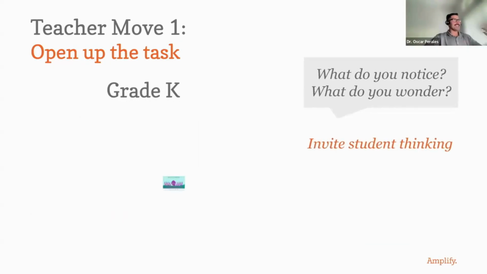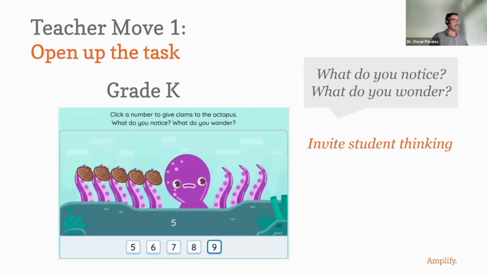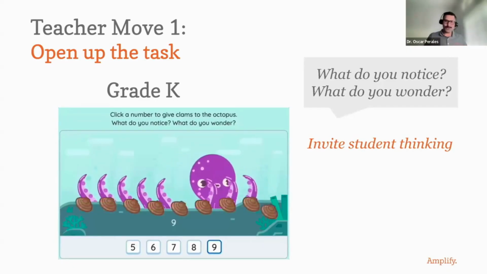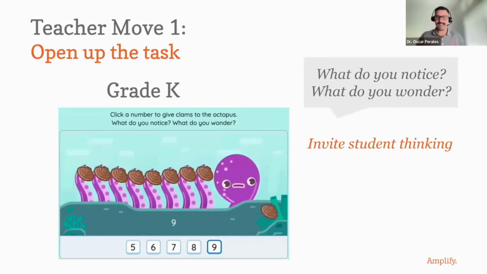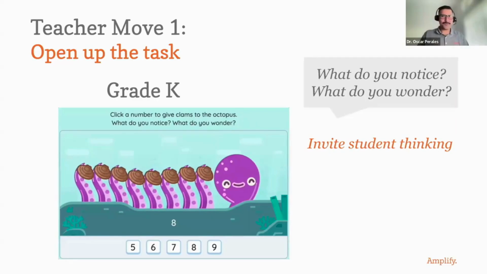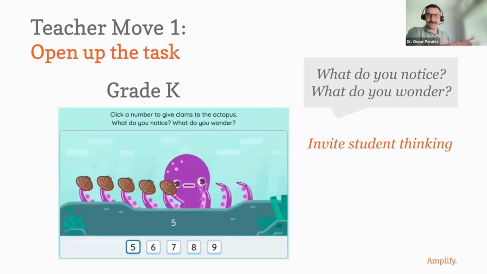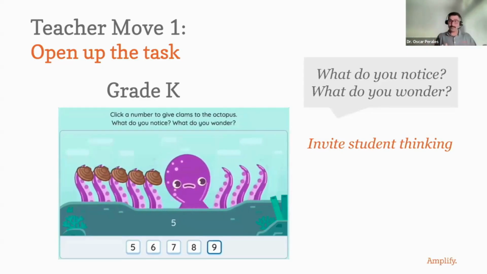But it starts off with this, we're inviting student thinking, right? Where, hey, you click a number to give clamps to the octopus. What do you notice? What do you wonder? So again, inviting that student thinking there. What's funny is whenever I did this, my wife was passing by and she's like, "What happens if you click the nine?" And I'm like, "Yes, all right." I even got my adult wife to be noticing and wondering here, right? But we start with student thinking, right?